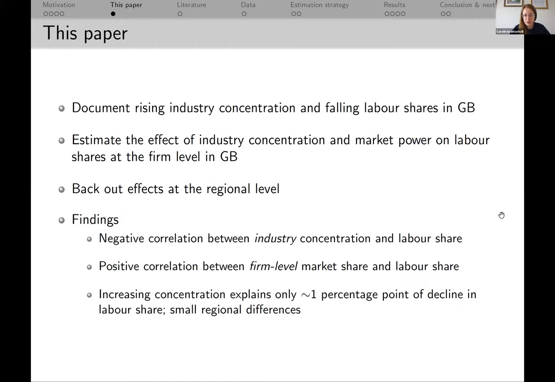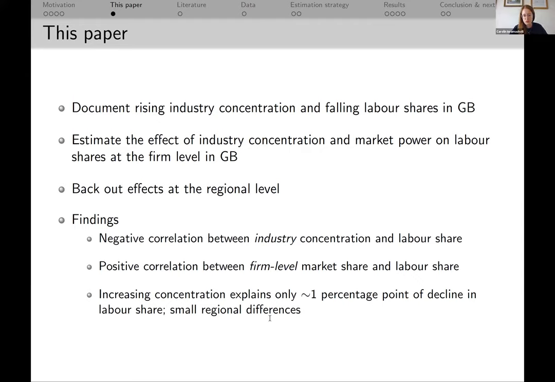Then I want to estimate the effect of industry concentration and market power on labor shares at the firm level, and from that back out the regional effects. This last point is still a little bit underdeveloped, but for the other ones, I have some really interesting results, I think. So what I'm finding is that there's a negative correlation between industry concentration and the labor share. However, at the firm level, there's a positive correlation, and we can talk about why that might be the case.